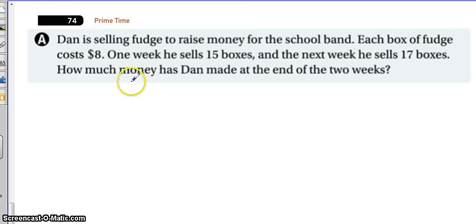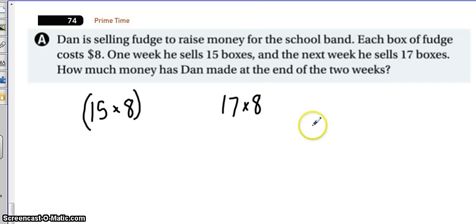We know that each box is $8. So if he sells 15 boxes, then he's going to make the equivalent of what 15 times 8 would be. Okay, so that's one way. 15 times 8 for the first week. For the second week, he sells 17 boxes, and we would find that by taking 17 times 8, because each box is 8. Box 1 is 8, box 2 is 8. Together they would make 16. So 2 boxes times $8 would give us $16.